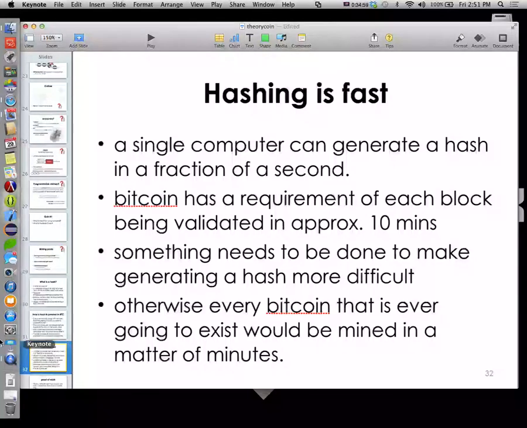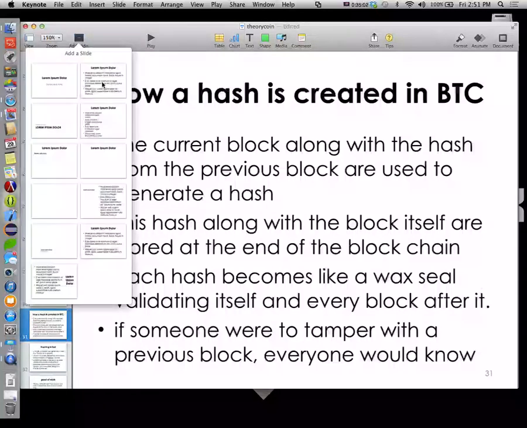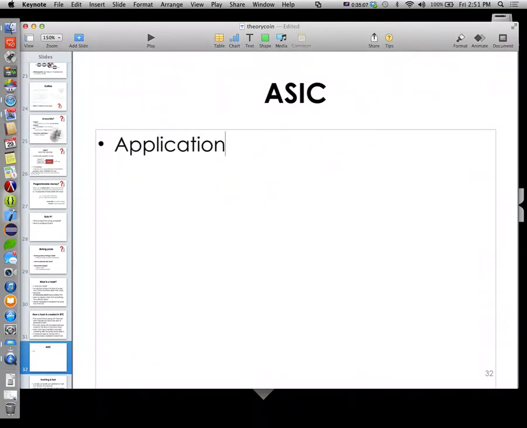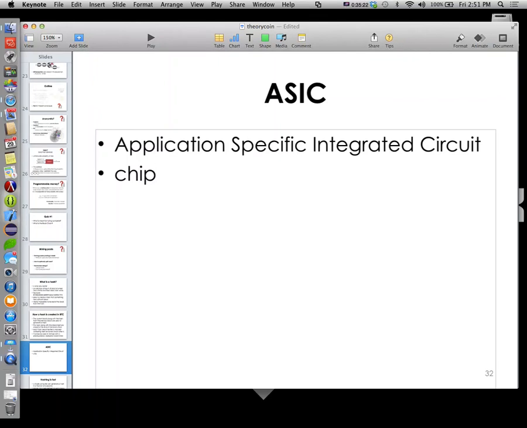Here, you write it down. ASIC. Application specific integrated circuit. This is a chip built specifically to hash. And most ASICs have a whole bunch of those chips wired together. Make sense?